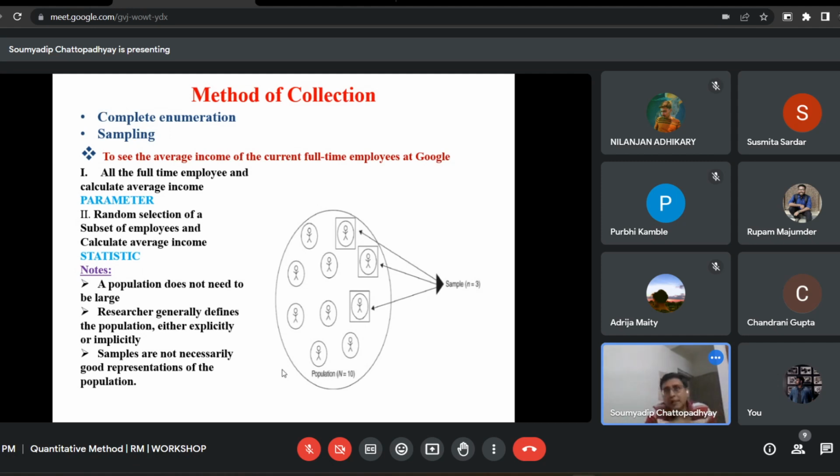For example, maybe I am interested to know the average height of the students in a particular class, say my class. Then definitely the population will be the number of students attending my class. It may happen that there are only 5 in my class. In that case, the population will be 5. And a second important aspect regarding the population is that researchers generally define the population either explicitly or implicitly.